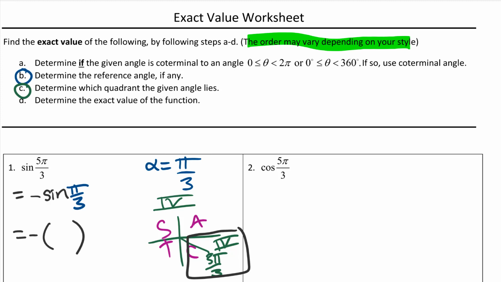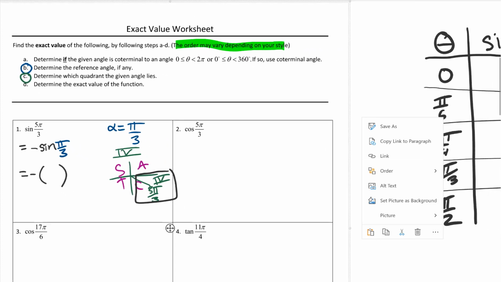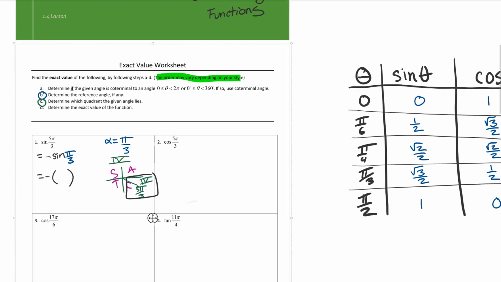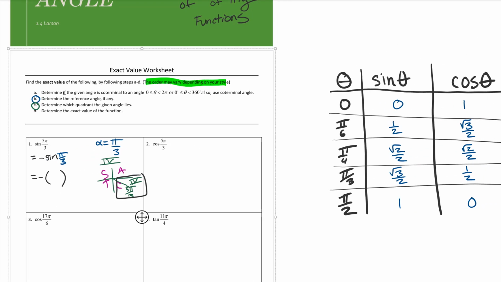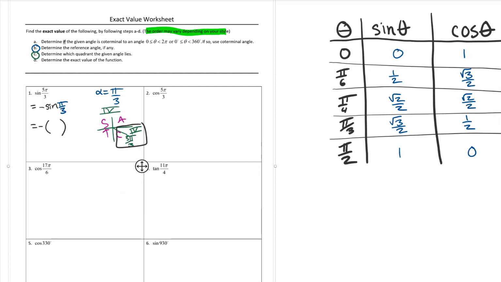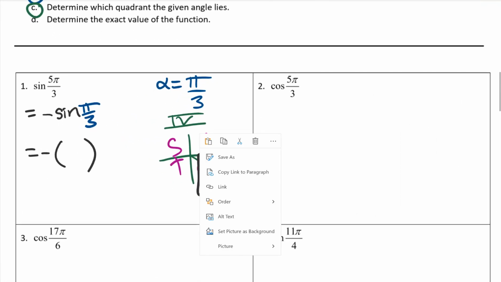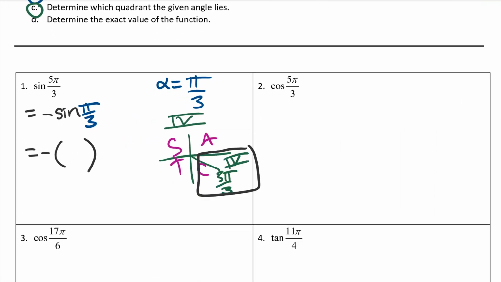So sine of pi over 3, well, what's that? What is sine of pi over 3? We should get these memorized. Sine of pi over 3 is the square root of 3 over 2. So when you pop in the angle pi over 3, you should get the square root of 3 over 2, for an answer of negative root 3 over 2. All right.